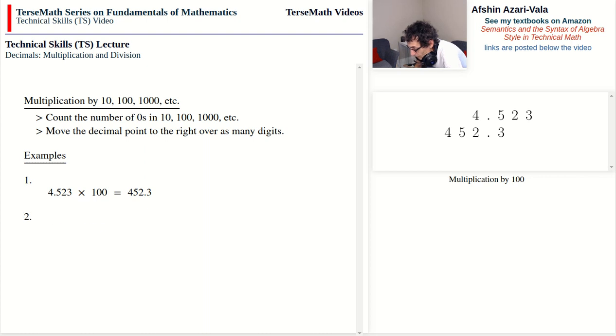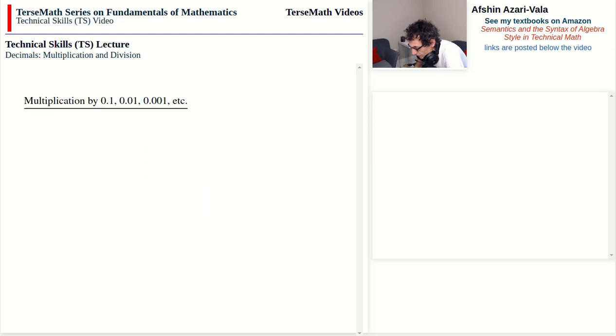Number 2, 3.2 times 1000, we move the decimal point over 3 digits to the right, and we add zeros if we have to, and we get 3200. Okay, the next thing to know is multiplication by subpowers of 10, such as 1/10th, 100th, 1000th, and so on.